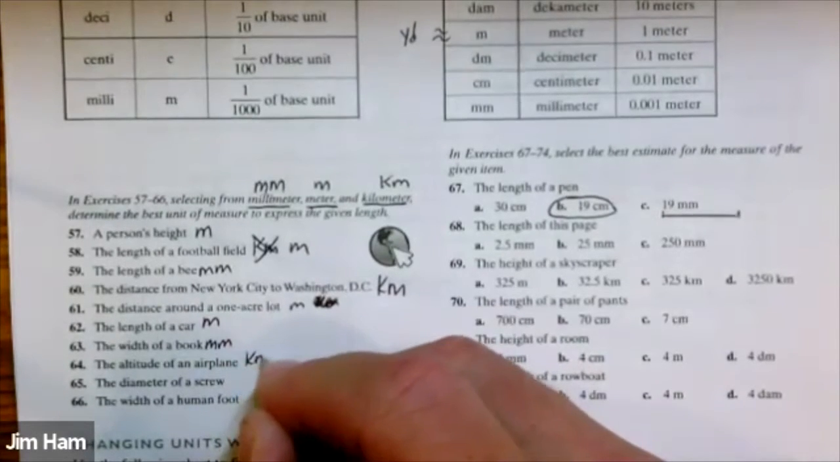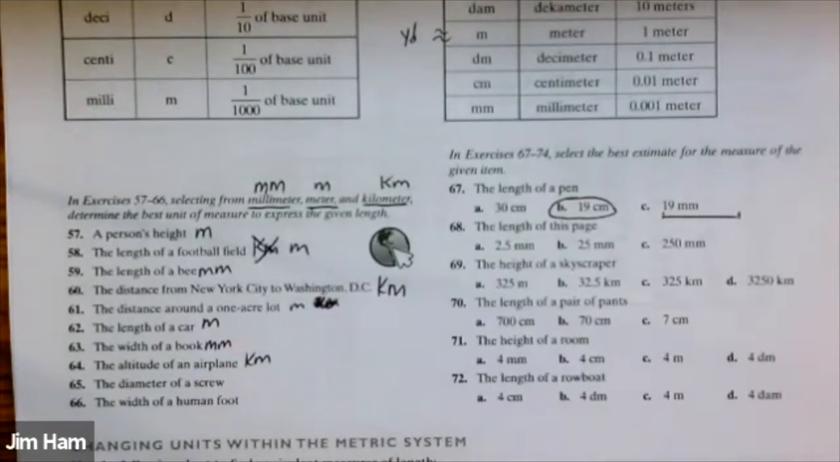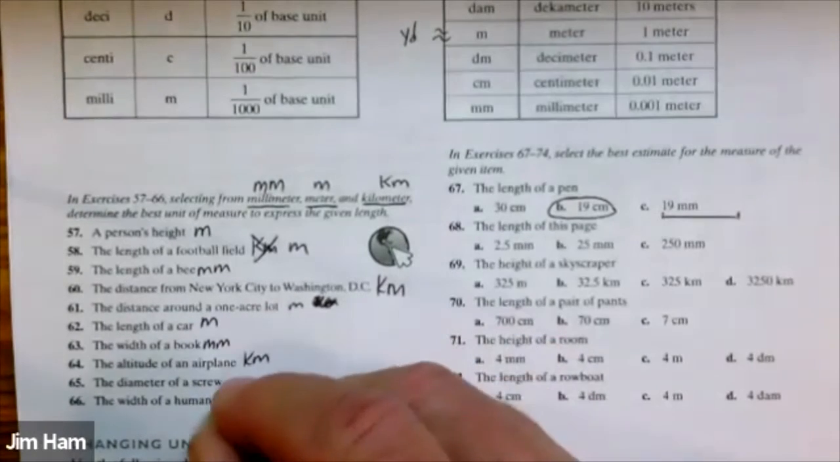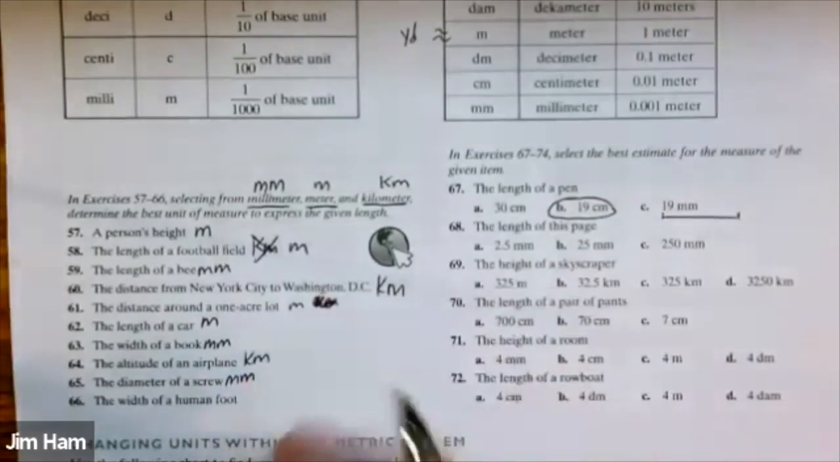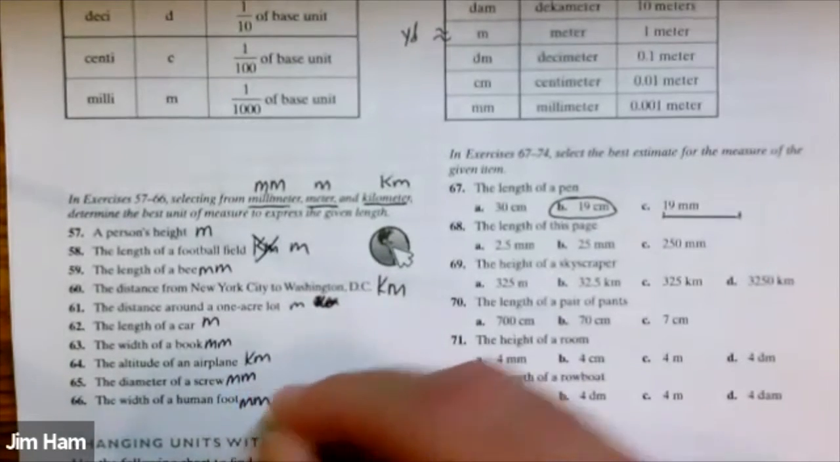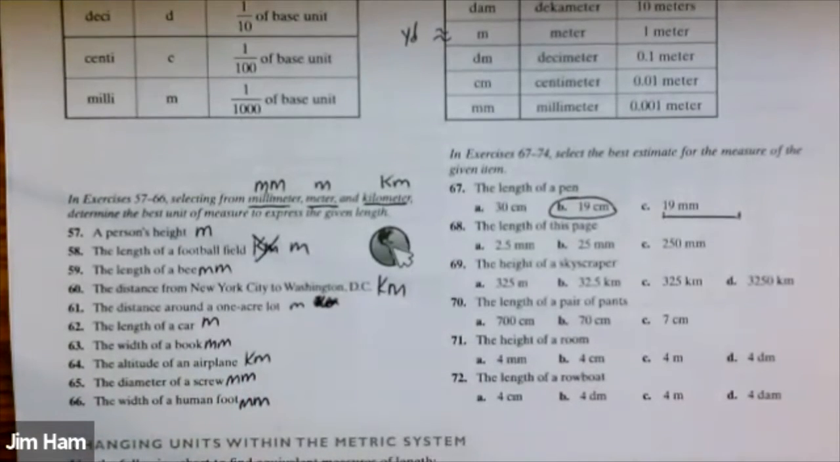Altitude of an airplane, probably kilometers. They're up there a long way, probably about 5 miles for the longer flights. The diameter of a screw, millimeters definitely. The width of a human foot, probably the best measurement there would be millimeters as well.